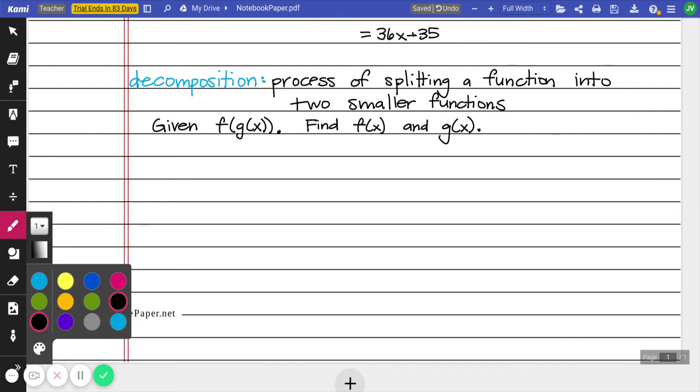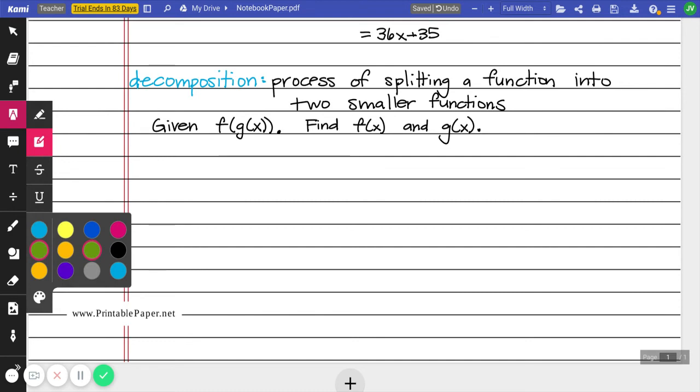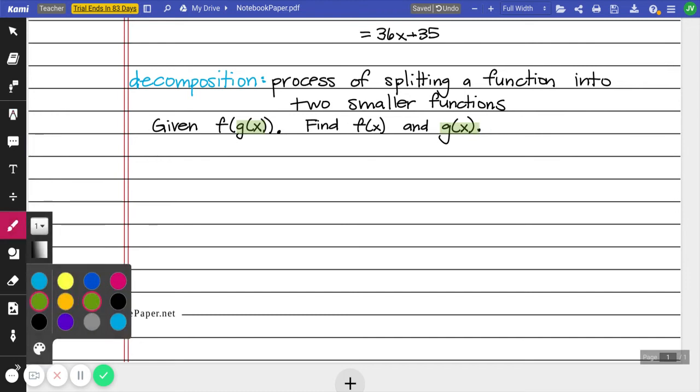Because of how composition works, g of x is essentially the inside function living inside f. And when we say inside, we can say it lives inside parentheses in f, or it lives inside a square root, or it lives inside absolute value, or something like that. So g of x is going to serve to be our inside function. F of x will be our outside function. And here is what I mean. The first example we're going to look at looks like this. F of g of x is what we're given.